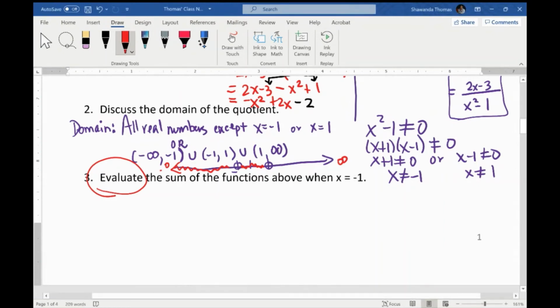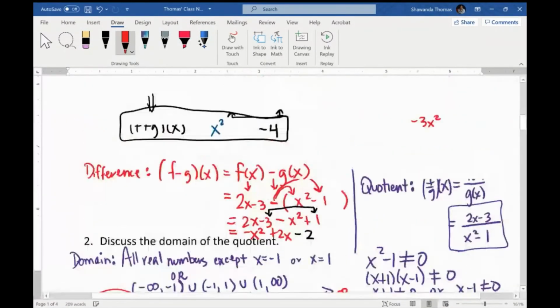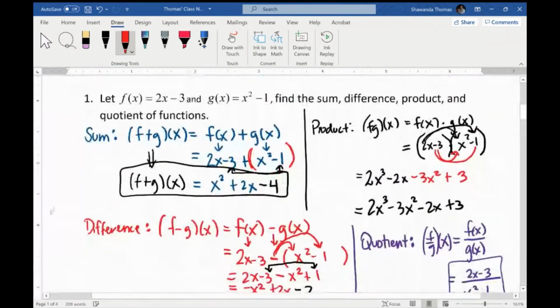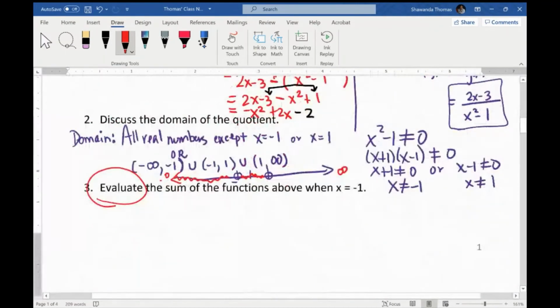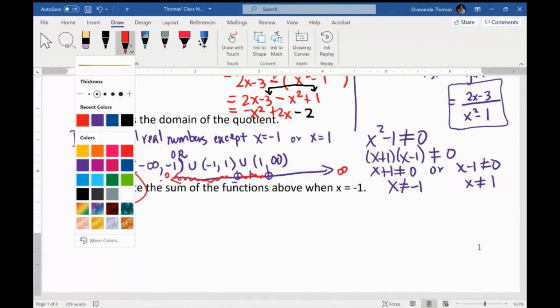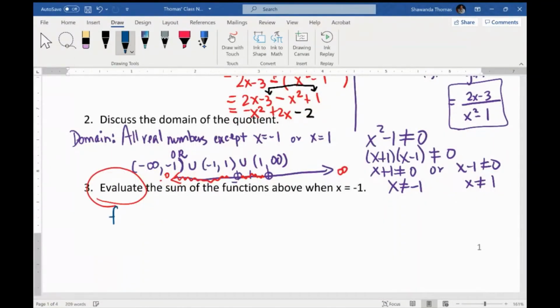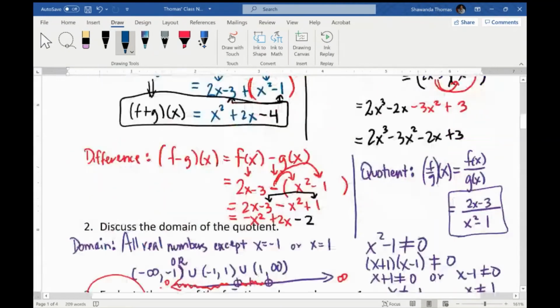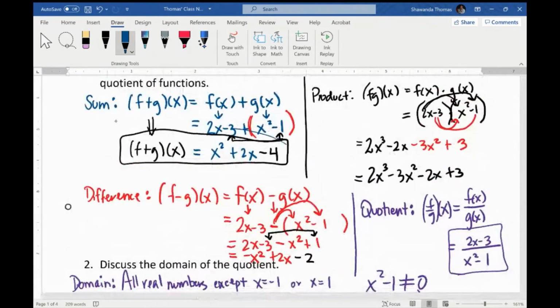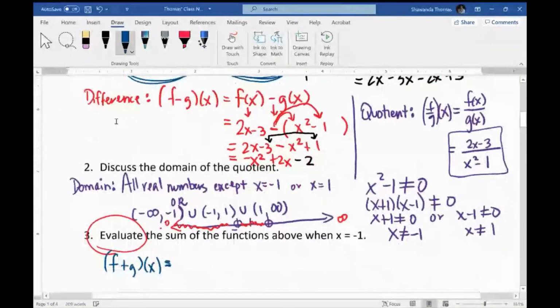Very good. It said evaluate the sum. What color did I use for sum? Blue. F plus g of x. I'm going to show you 2 different ways to do it. I would probably do it this way. Since we already added the 2 functions, I would just take this x squared plus 2x minus 4, because that's what f plus g of x equals. Write that down.